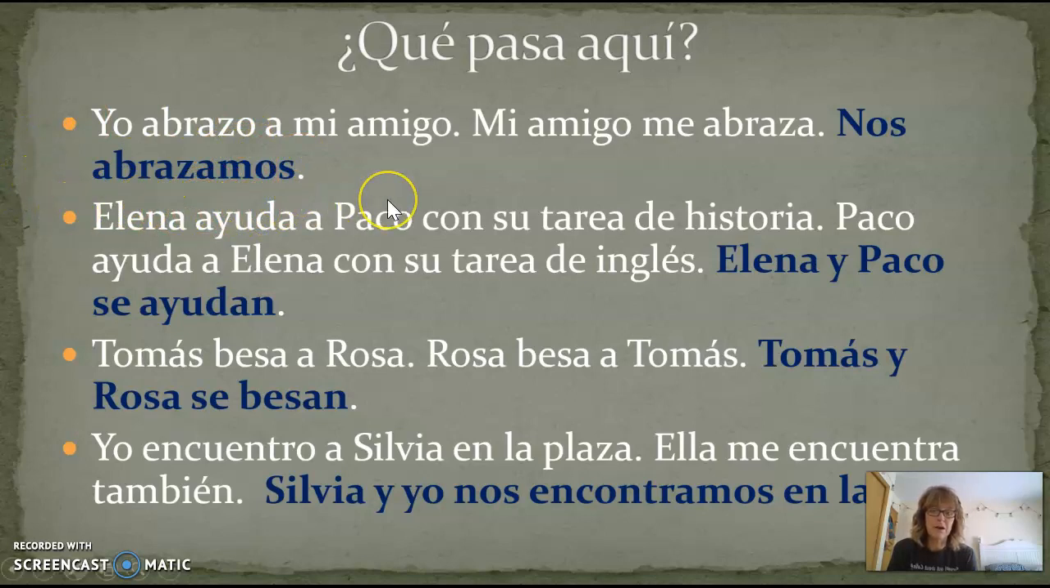Elena ayuda a Paco. Paco ayuda a Elena. He helps her, she helps him. The result is that they help. There it is, each other. Notice that little se that's used there, that se pronoun that's used. Tomás besa a Rosa, Rosa besa a Tomás, ellos se besan. They kiss each other.